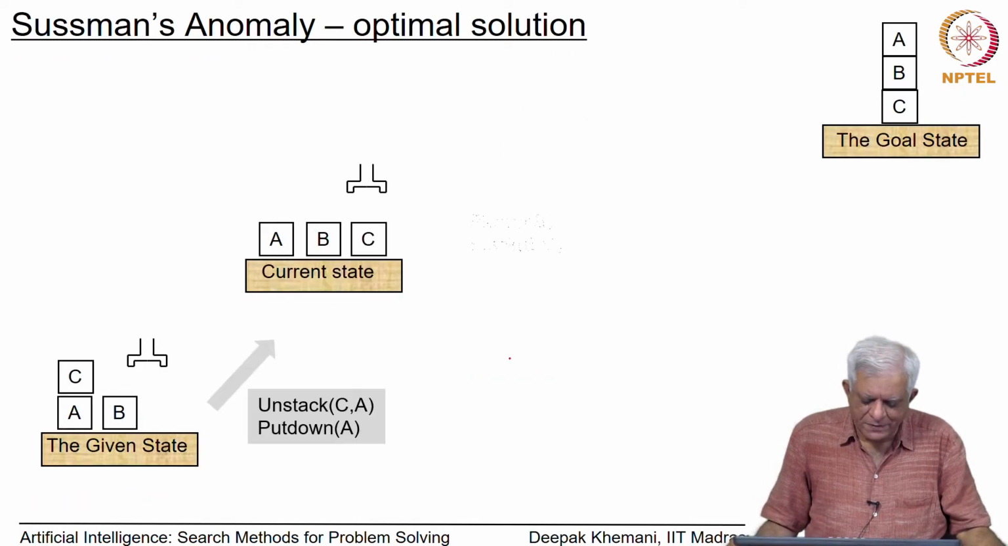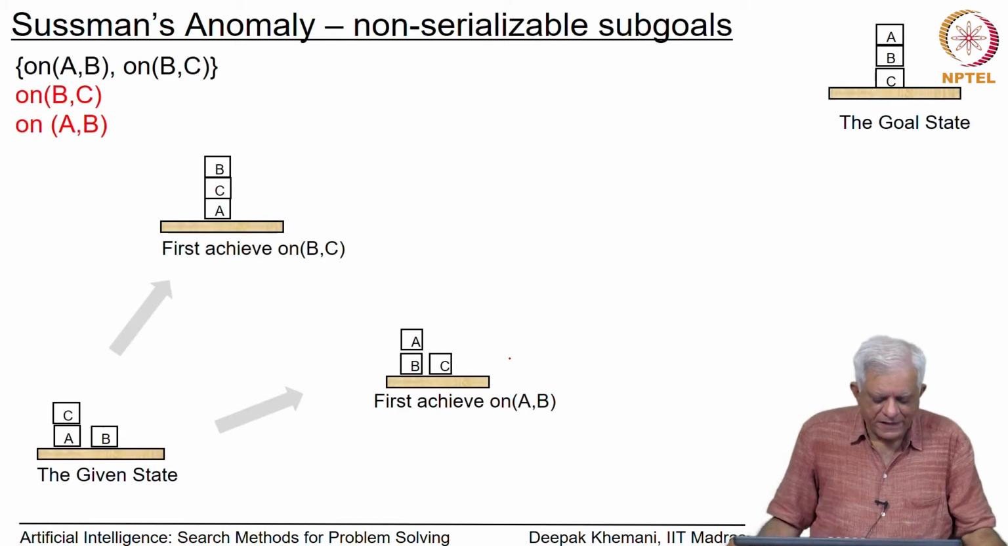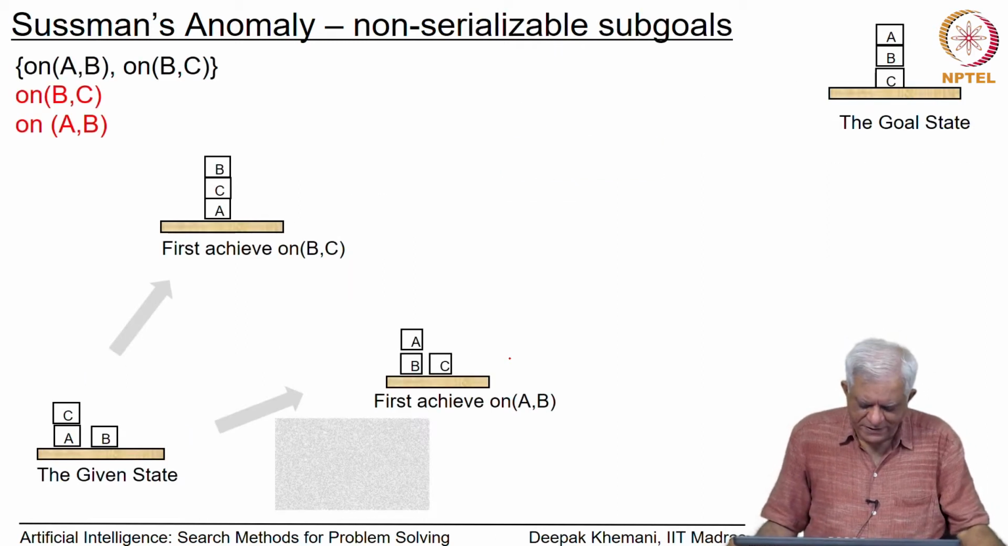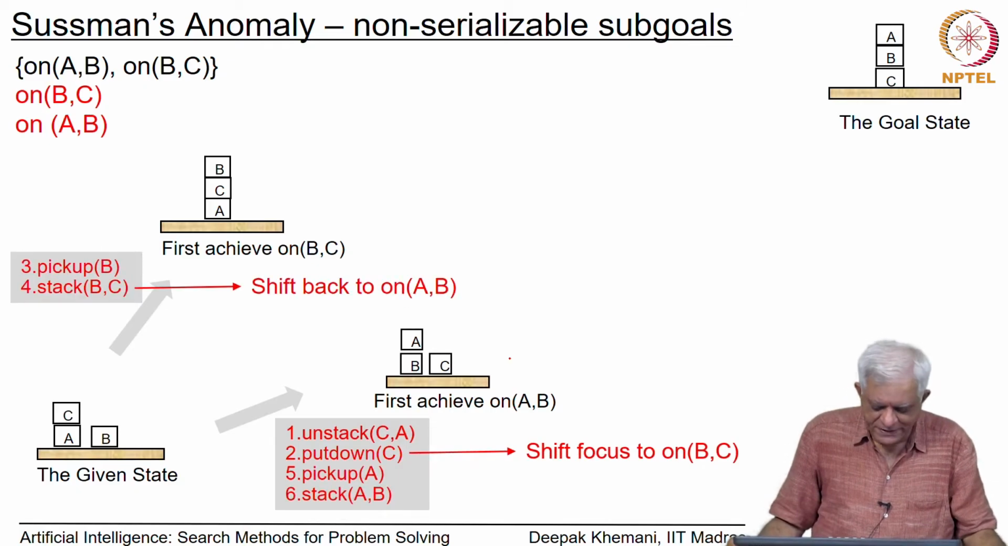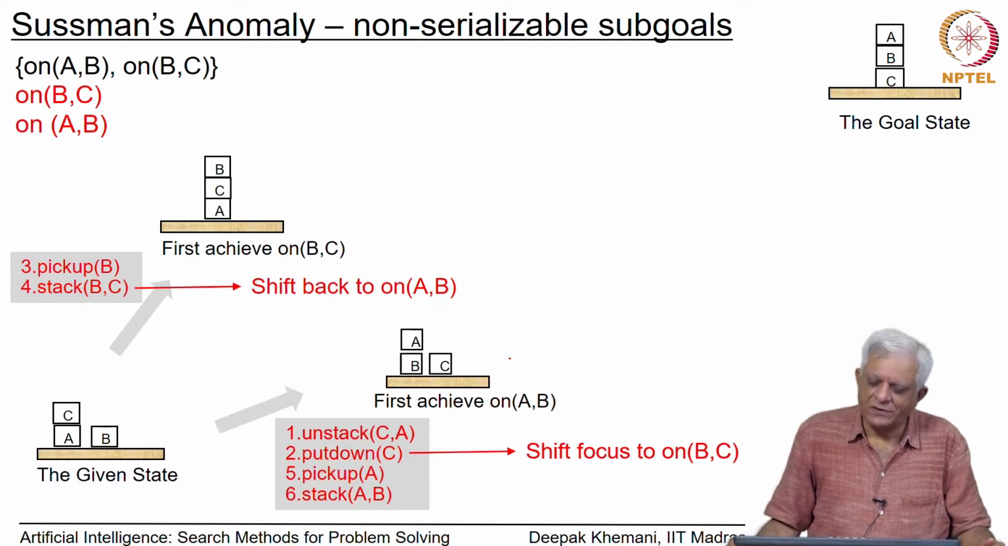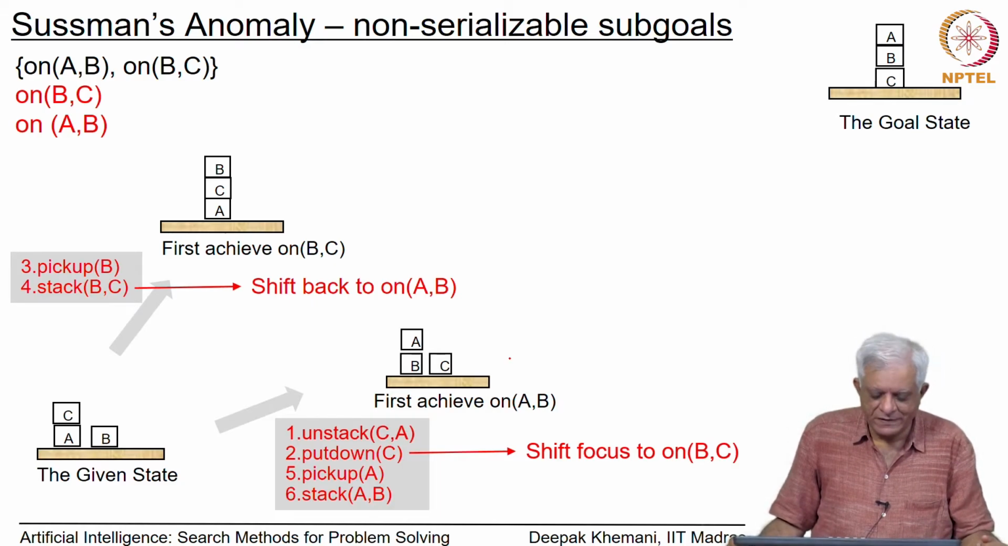We saw that the optimal plan in Sussman's anomaly would have been a 6-step plan like this, but the algorithm was unable to find it. Then we observed that if it had started off by searching for one subgoal, which is on AB, and then halfway shifted its attention to on BC, solved on BC and then come back to on AB, it would have found the 6-step plan. But the algorithm does not allow that. Goal stack planning says, solve one subgoal, and after you have finished solving it, solve the next subgoal, which as we have seen does not result in the optimal plan.